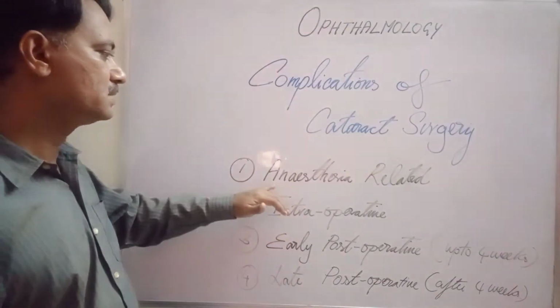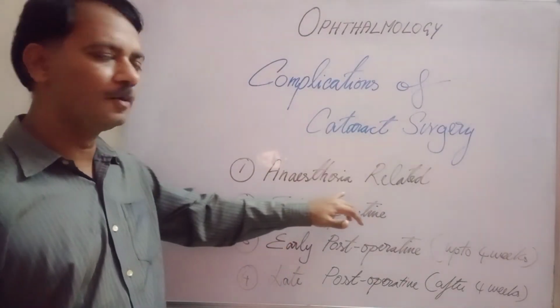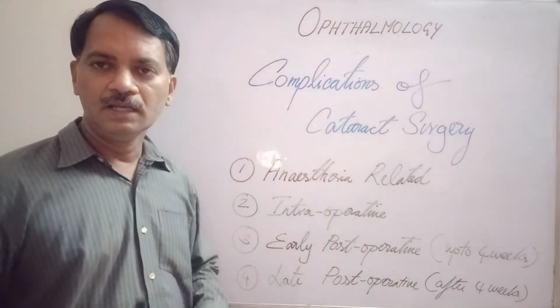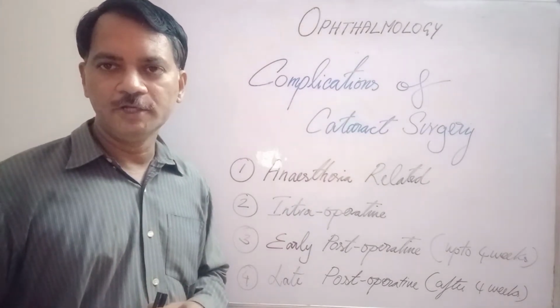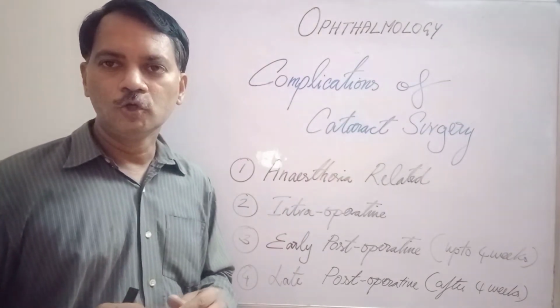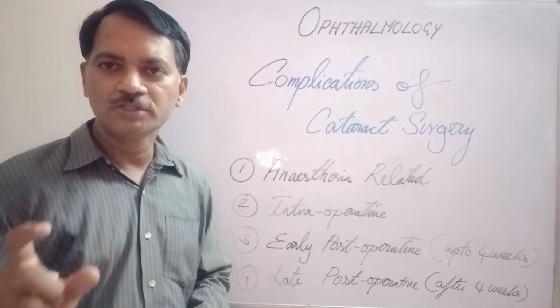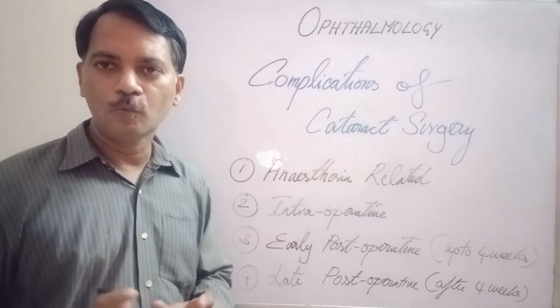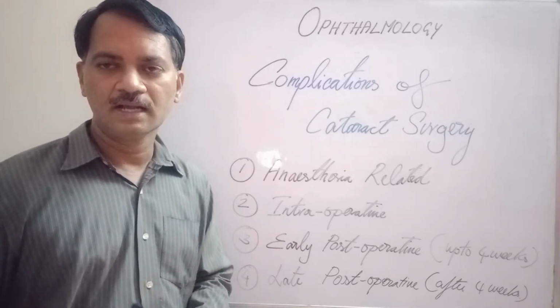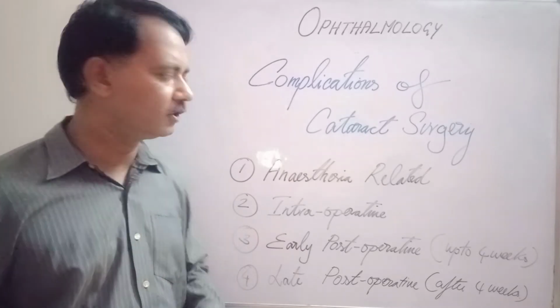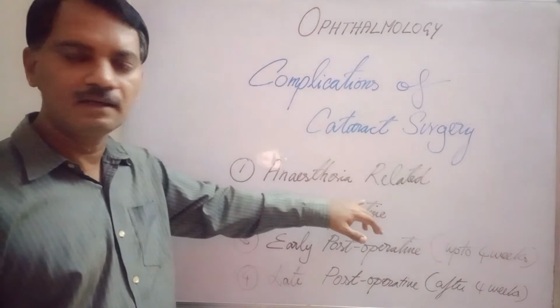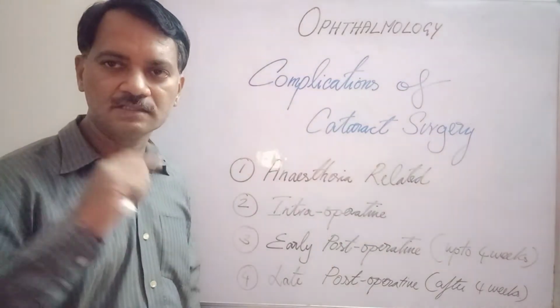Complications we come across in cataract surgeries can be classified into four types. The first one is anesthesia related complications. In one of my previous videos, I have told everything about anesthesia used in ophthalmology and what its complications are. Kindly refer to that video for anesthesia related complications in cataract surgeries.